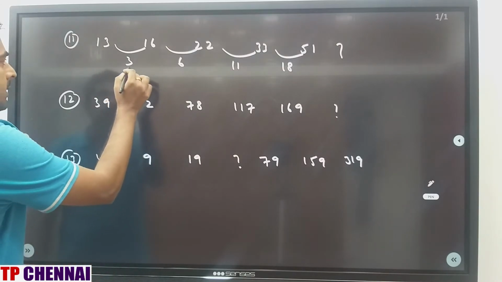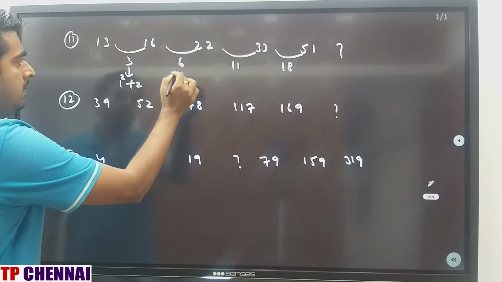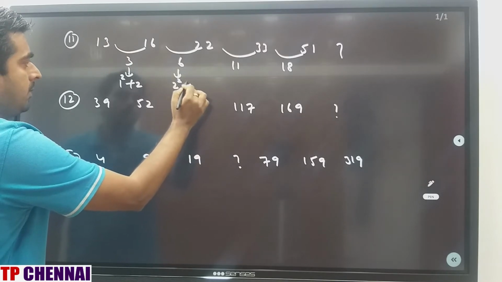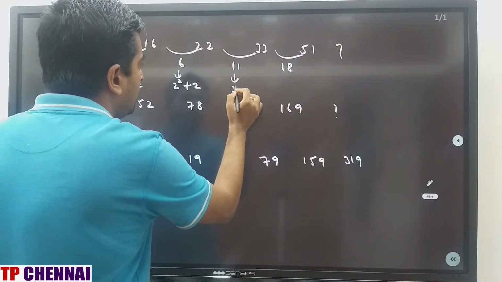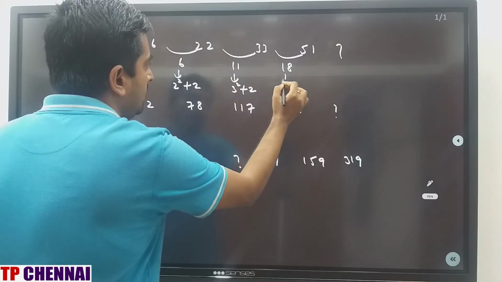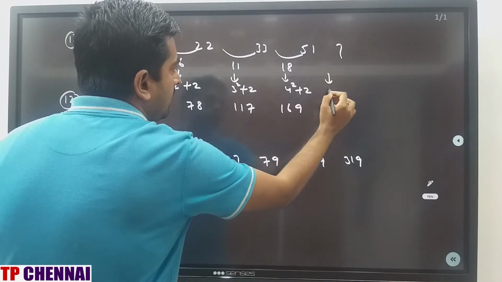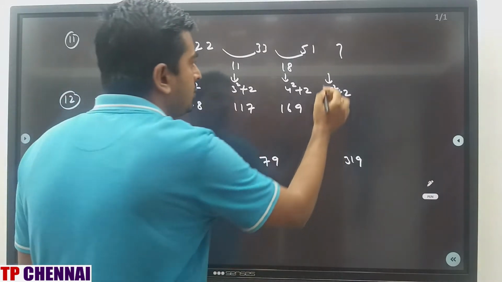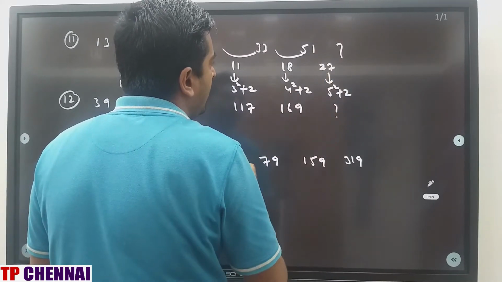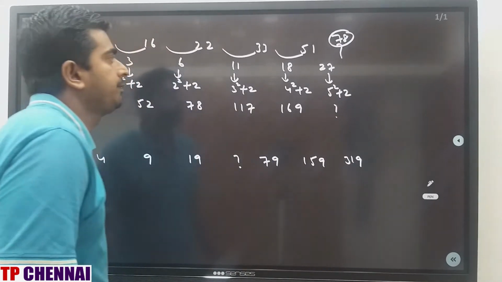Now this is nothing but 1 squared plus 2. This is 2 squared plus 2. This is 3 squared plus 2. This is 4 squared plus 2. So the next number will be 5 squared plus 2. What is 5 squared plus 2? 25 plus 2, 27. And when you add 27 and 51, your answer is 78.